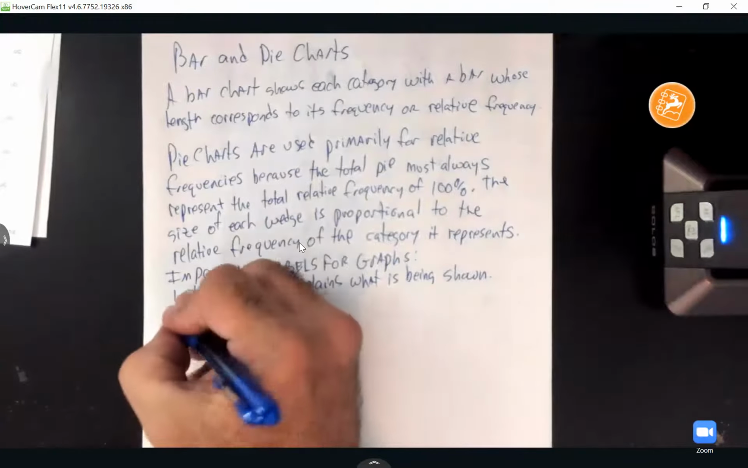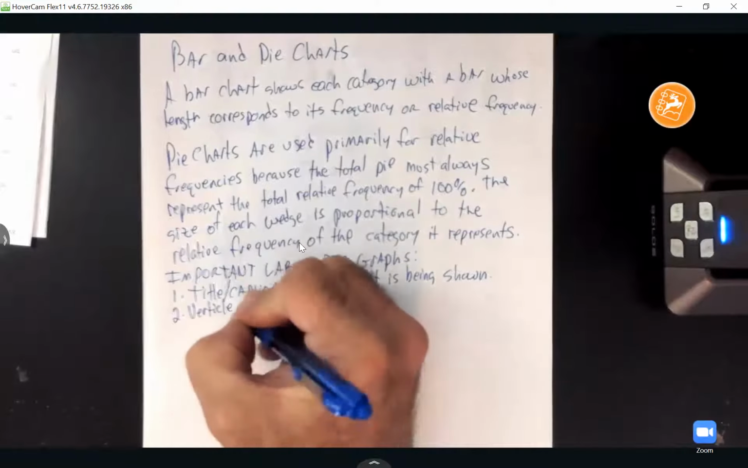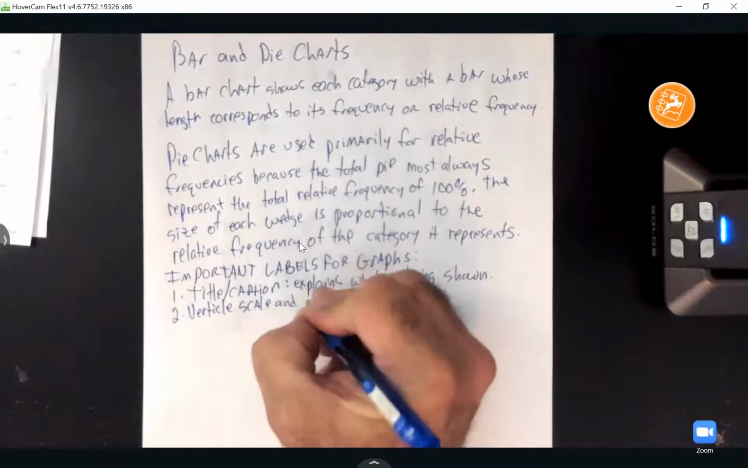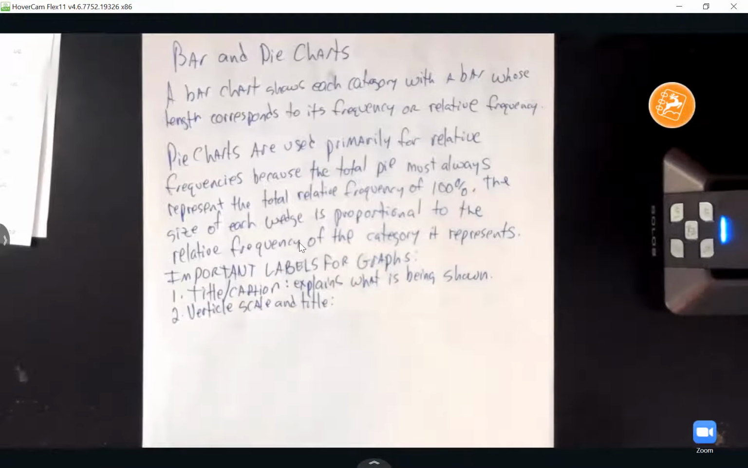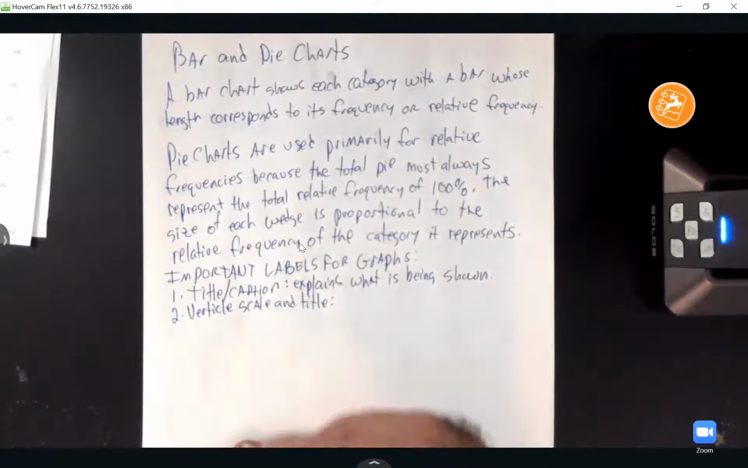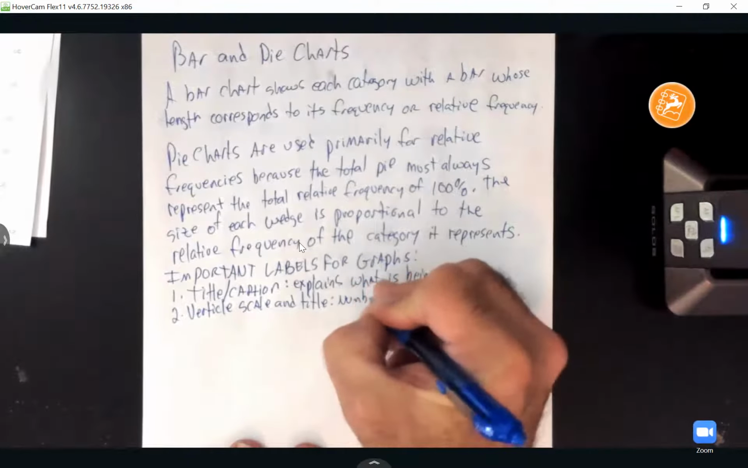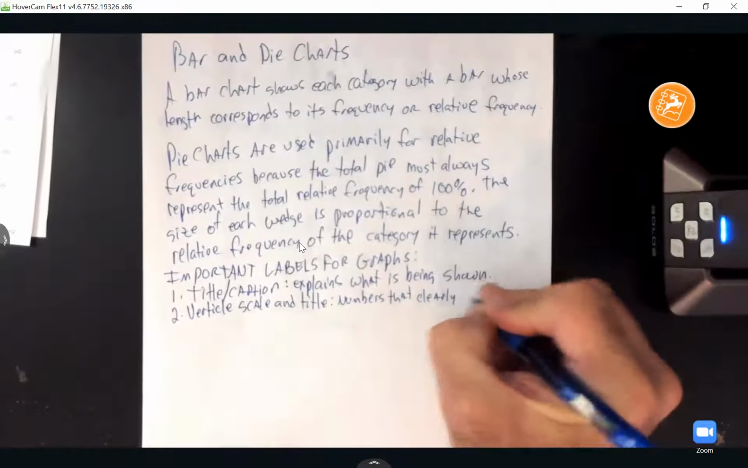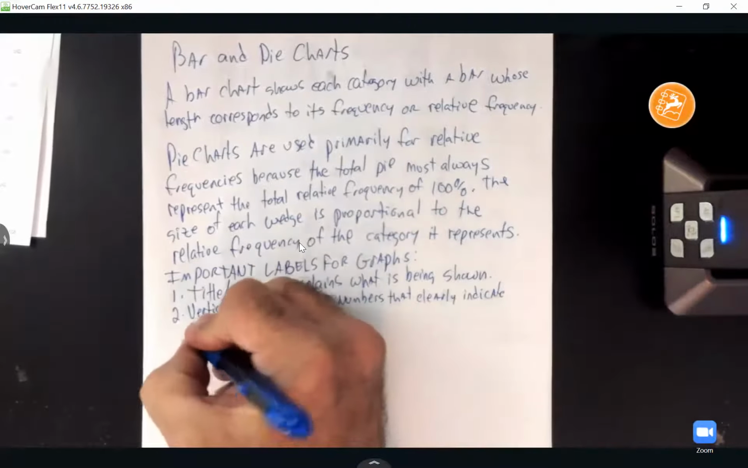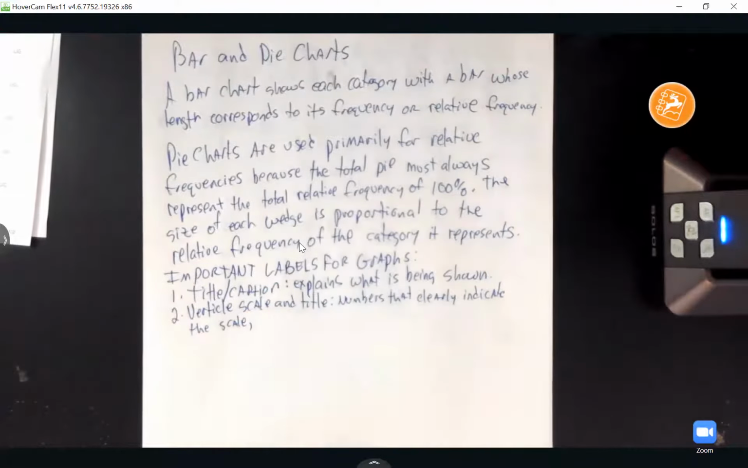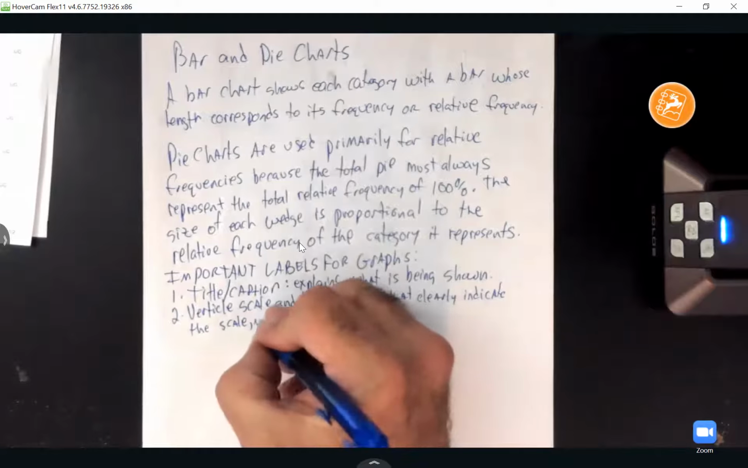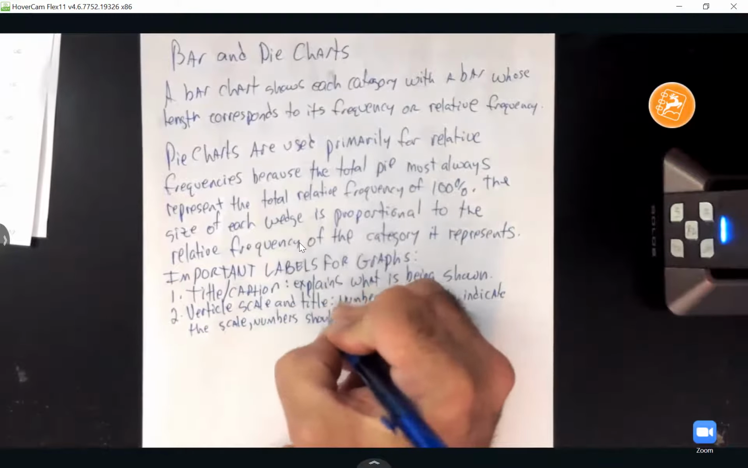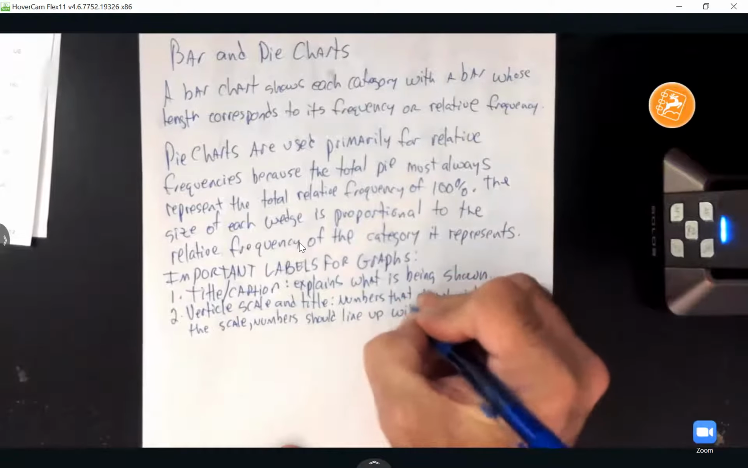All right, you need a vertical scale and title. So remember, vertical scale goes up and down. That's what y'all are familiar with calling the y-axis a lot of times. So you should have numbers that clearly indicate the scale, and they should line up with the tick marks.